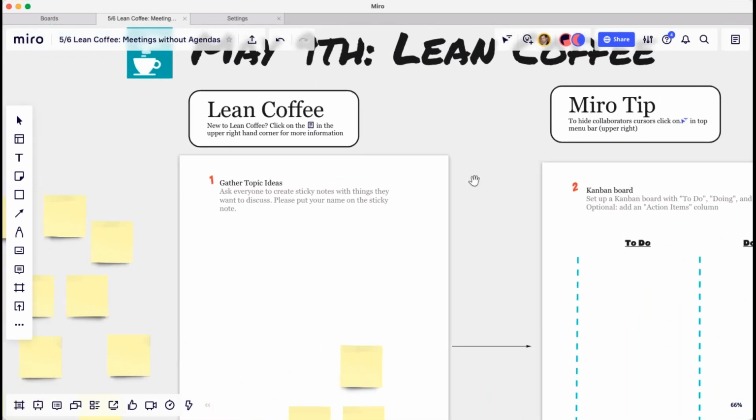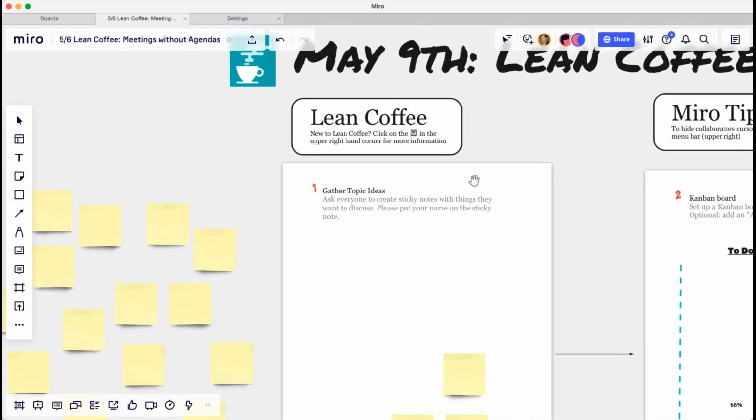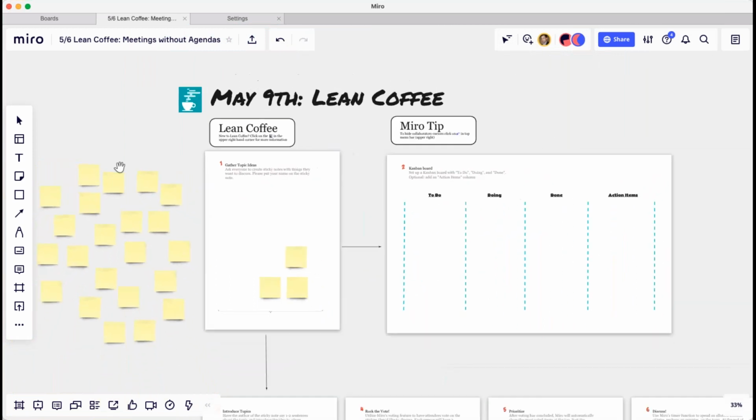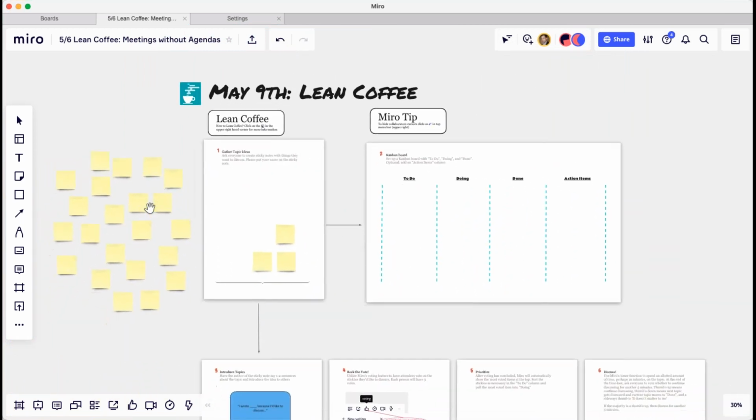All right, so let's get started. What I'm going to ask everybody to do, then I'm going to zoom out a little bit, is grab an empty Post-it note that you see here on the board, add your topic in a sentence or two that you'd like to talk about, and please add your name or initials so that we can identify who it is, and add it to the box where it says gather topic ideas.